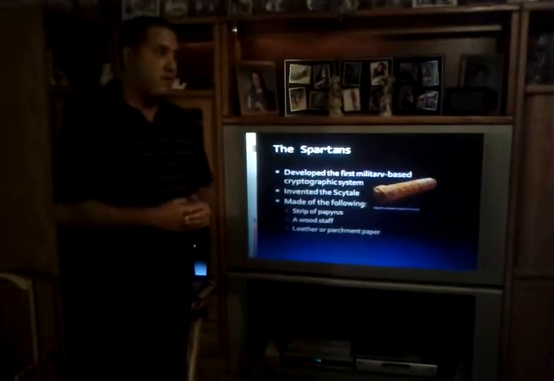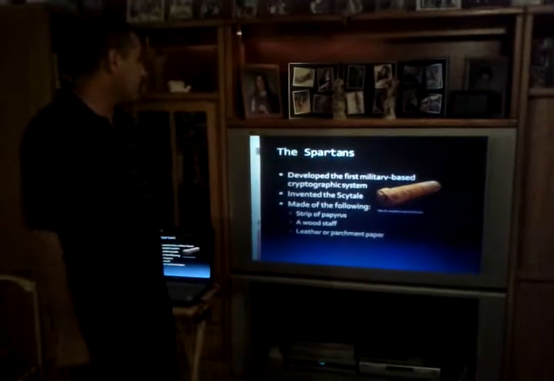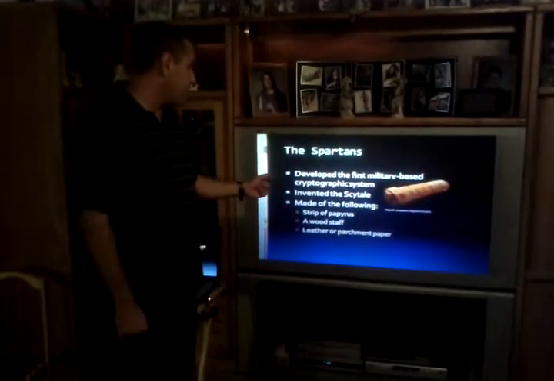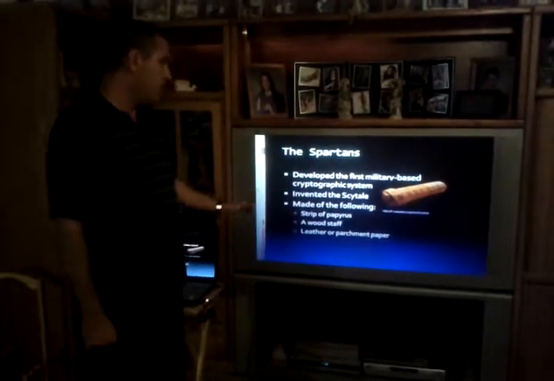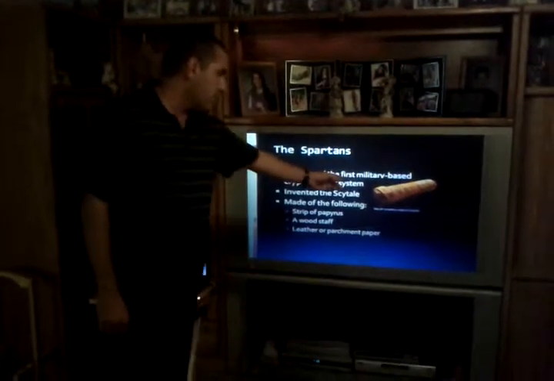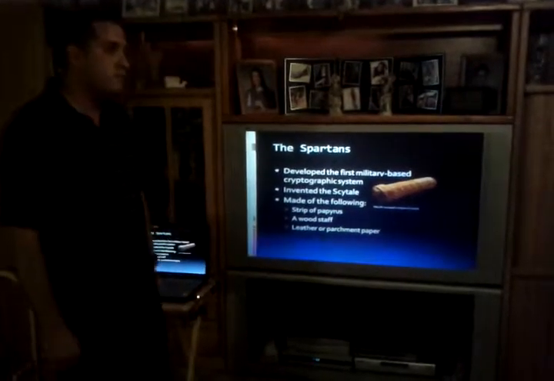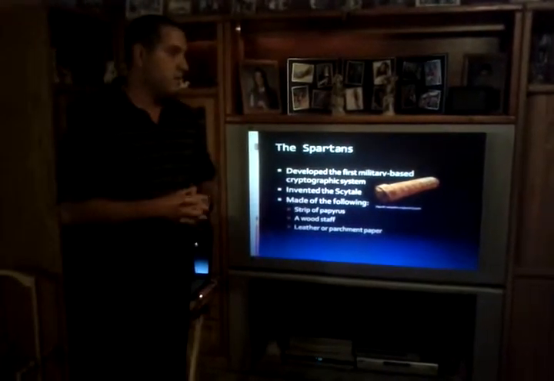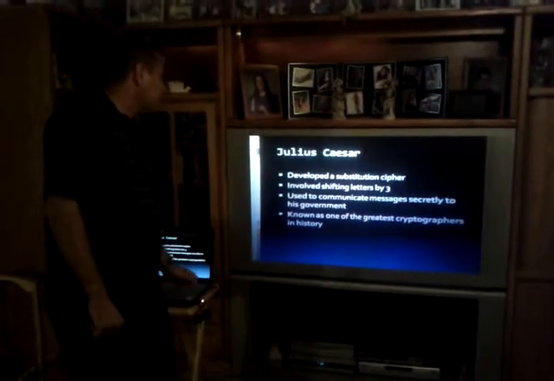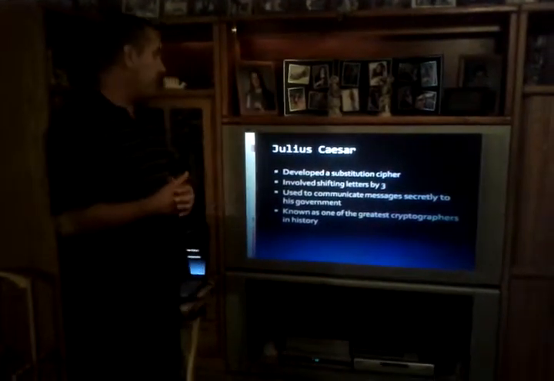The Spartans developed the first military-based cryptographic system. They invented the skytale, which is made of the following: a strip of paper, a wood staff, and a leather or parchment paper. There's an example right there on the screen showing how they were able to use this device to send out secret messages.